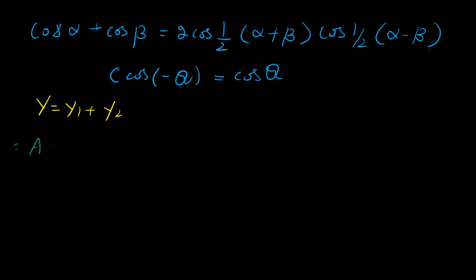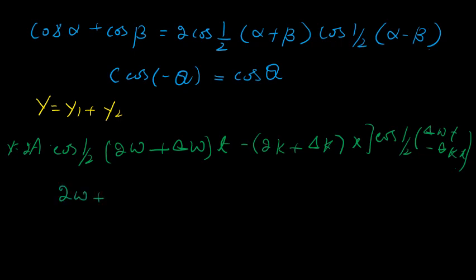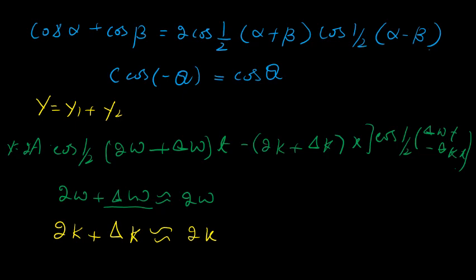What we will get is y = 2a cos(½((2ω + Δω)t − (2k + Δk)x)) cos(½(Δω t − Δk x)). Again, we can say that 2ω + Δω is approximately equal to 2ω, because this Δω is very small, so we can ignore this quantity. And secondly, 2k + Δk is approximately equal to 2k, again because this change is very small.